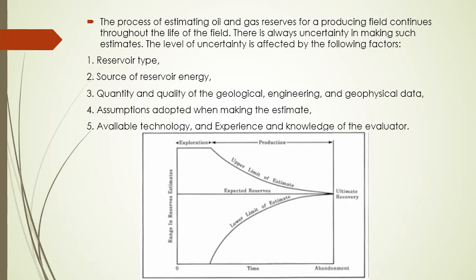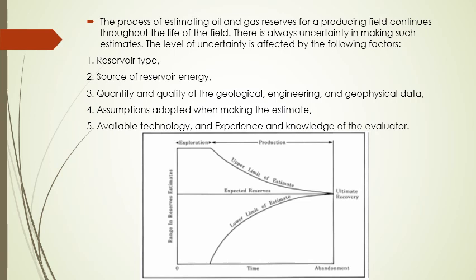We can conclude that during the exploration process time increases, but there is no output, no extraction from the reserve. So our reserve is still virgin. But while entering the production process, we can find that the upper limit of the estimate and the lower limit of the estimate explain the range of the estimator about the reserve. This upper limit and the lower limit converge until they merge at the ultimate recovery factor.